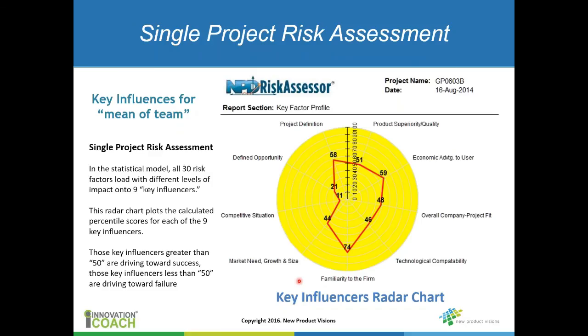And you can get a lot out of it. This is just one type of data. So you see here, these are the 9 key influencers around the arms of this radar chart. Each one of these, in this case, is rated on a score of 0 to 100. Anything that's showing up above 50 is, based on that statistical model, pushing that project closer to success, and anything that's less than 50 is pushing that project closer to failure.